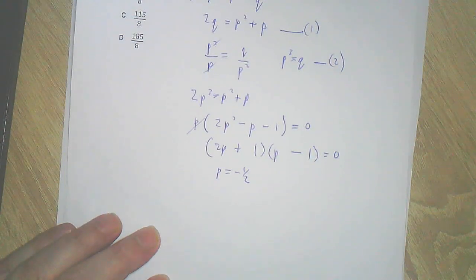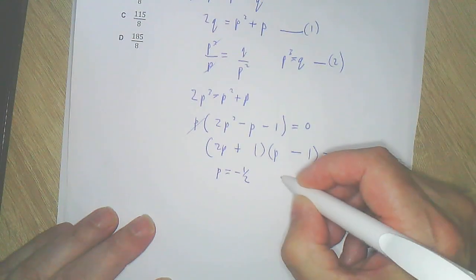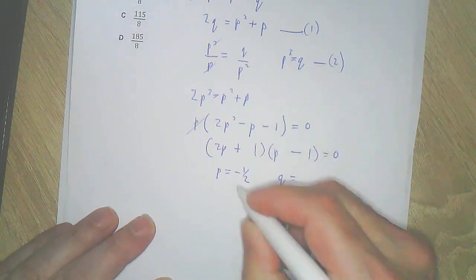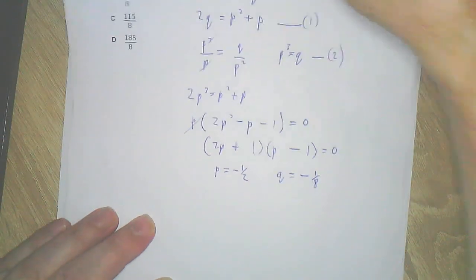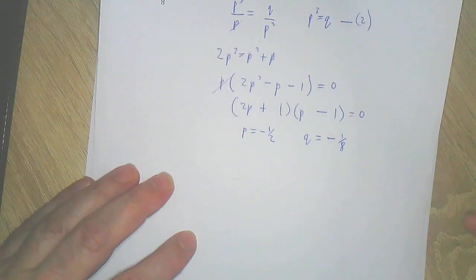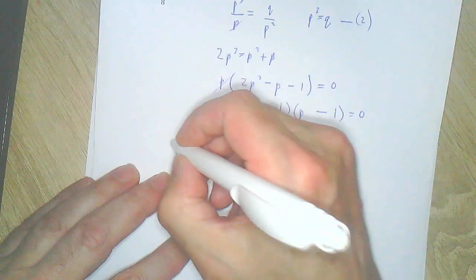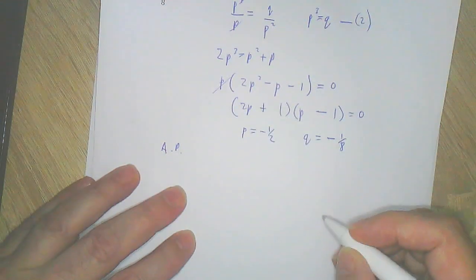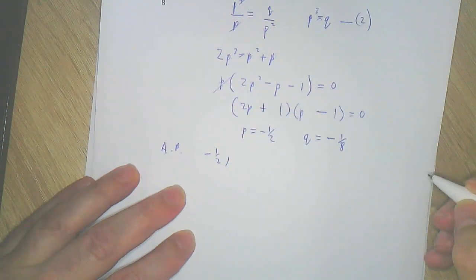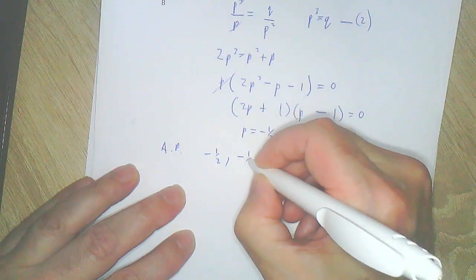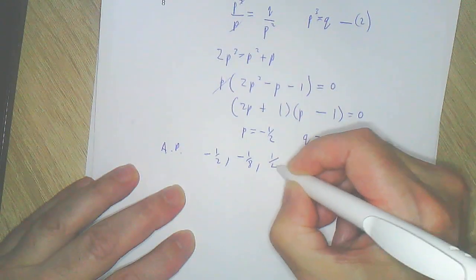And then we now have an answer for p. q is p cubed, so q equals minus a half cubed, which is minus an eighth. So we've got our two values for p and q. And we want to work out, well, let's write down the first three terms of the arithmetic progression. The first three terms are p, which is minus a half. And then the second one is q, which is minus an eighth. And the third is p squared, which is plus a quarter.